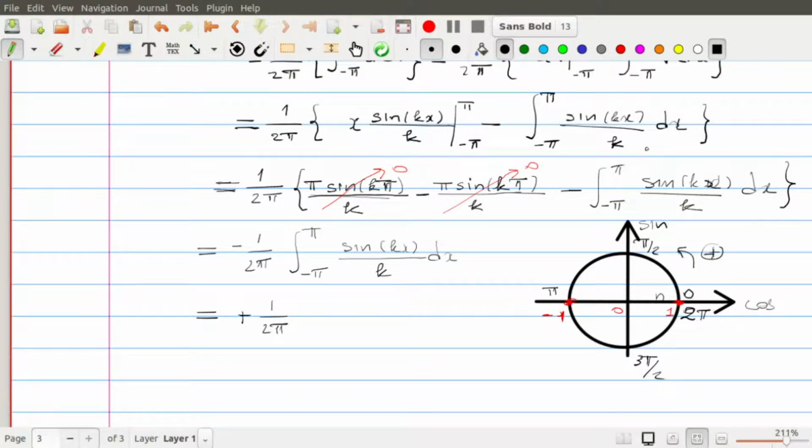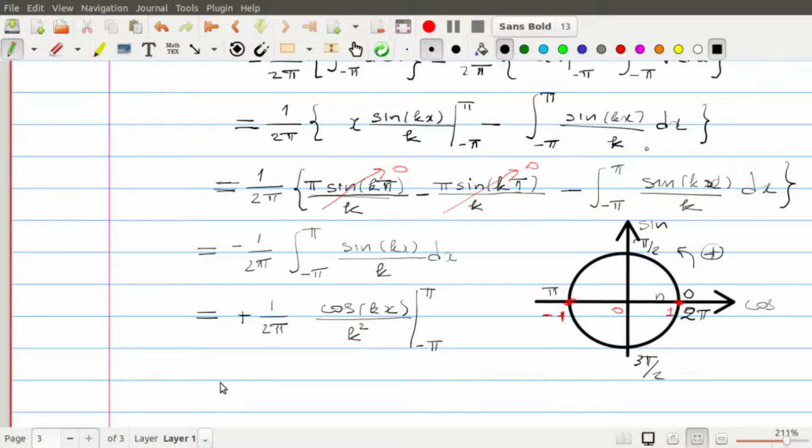So this will be positive with a negative cosine. So this will be cosine kx by k square. Because you see, if you differentiate that, k will multiply the sine and k square will cancel out, and then you get k. Right? With the negative will become positive. Now you evaluate this from negative pi to pi.